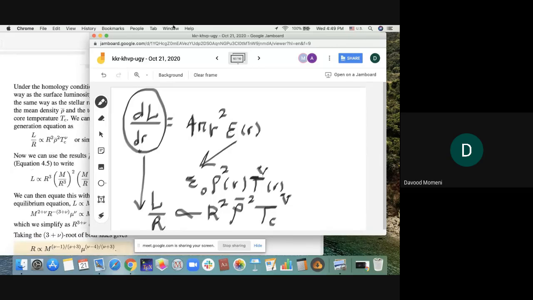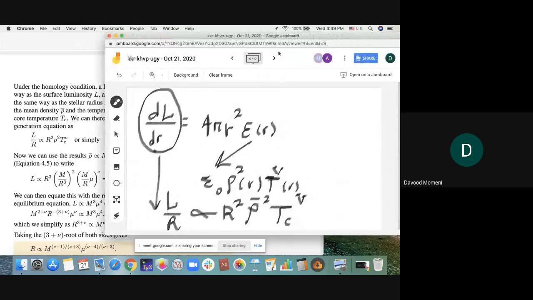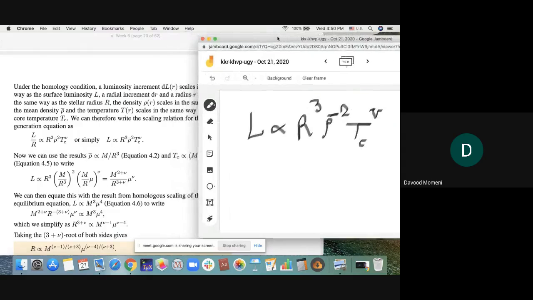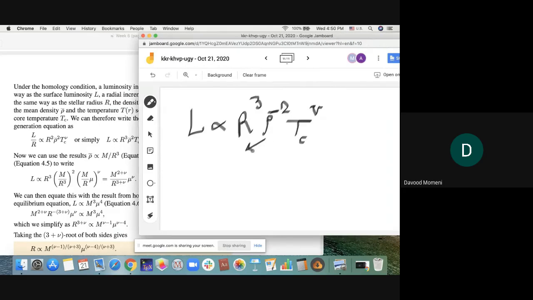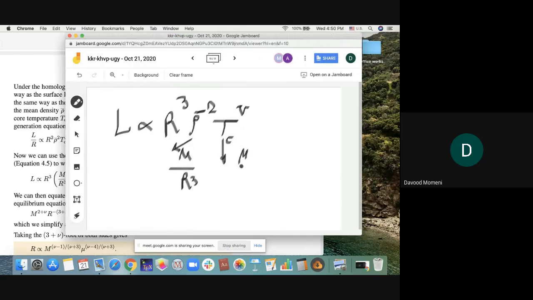Now what we can do is substitute the expression which we have for L. If you simplify this equation, so far you get L is proportional to R cubed rho bar squared over Tc to the power V. The next step is that you use the relation for rho bar. Rho bar was M over R cubed. And Tc was M over R times mu, which we found in the previous slide.